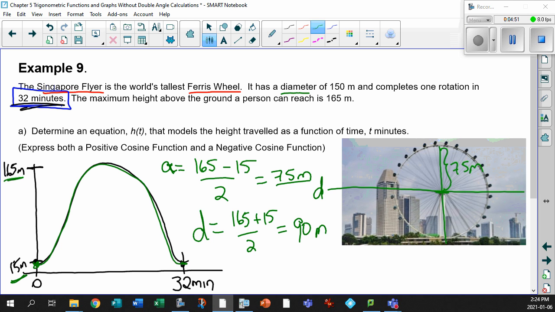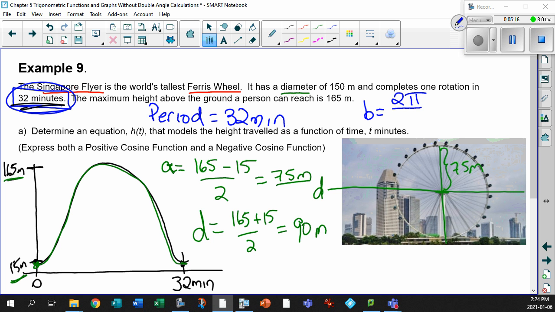Now, here's the other thing that we got to think about. What else is given in this question? Well, you're given the period. It takes a period of 32 minutes for one complete cycle. So guess what? Find me the B value. The B value, of course, is 2 pi, because we're always in radians, over 32, which you can reduce if you want to pi over 16. There you go. There's your B value.